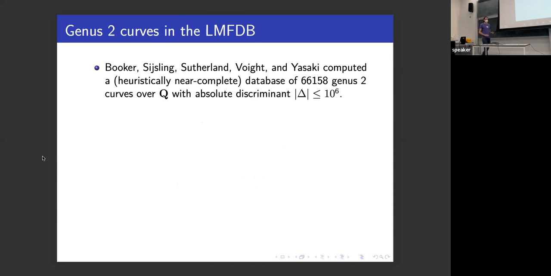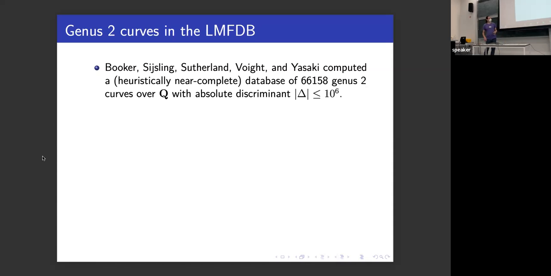So the data set of genus 2 curves that we're looking at here is coming from work of Booker, Sijsling, Sutherland, Voight, and Yasaki. They computed a database of 66,000-something genus 2 curves over the rationals that have absolute discriminant at most 1 million. Heuristically, this database should be near complete.